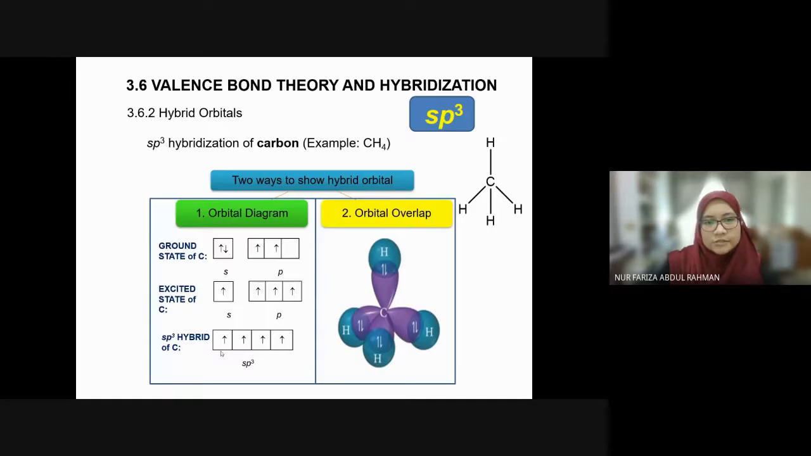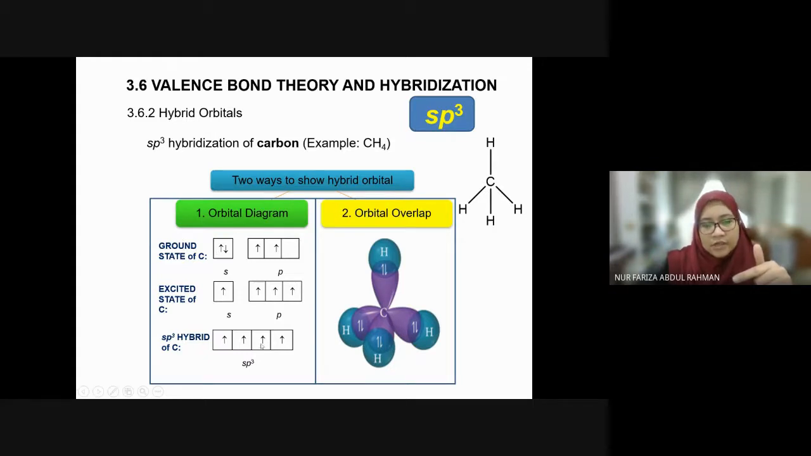Based on the original slides, it starts from sp3. For the new arrangement slides that we used last time, we start from sp, for the bonding with all single bonds. So the original starts from sp3.